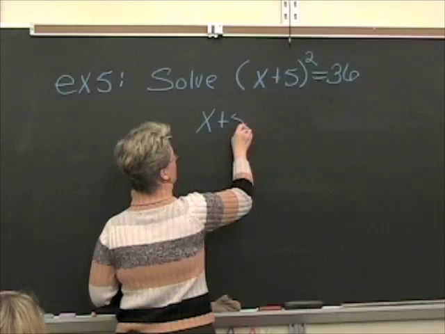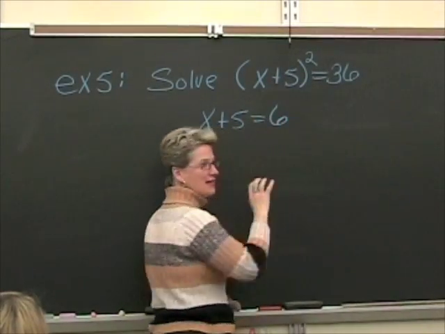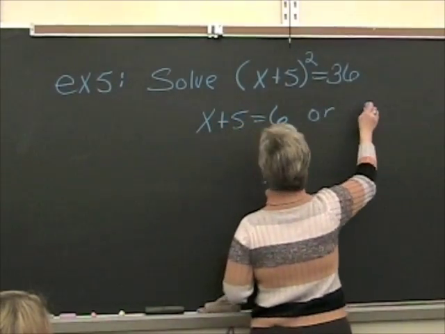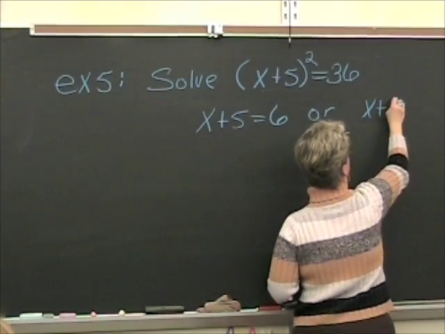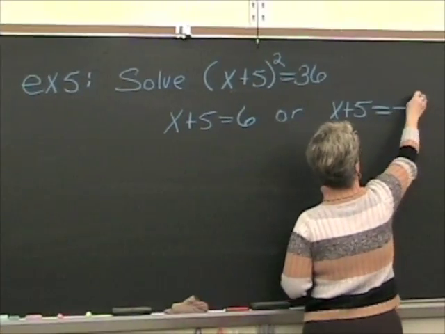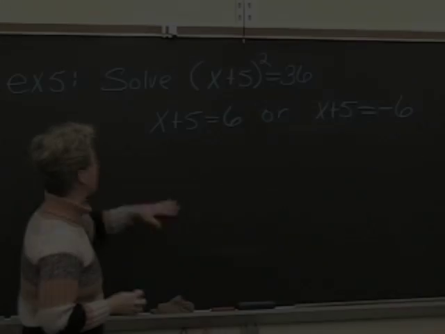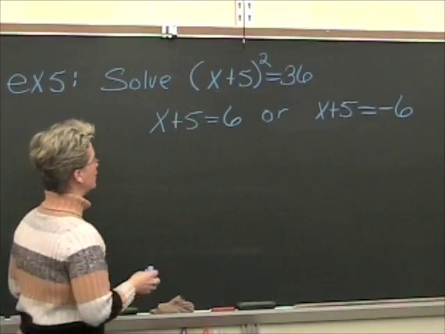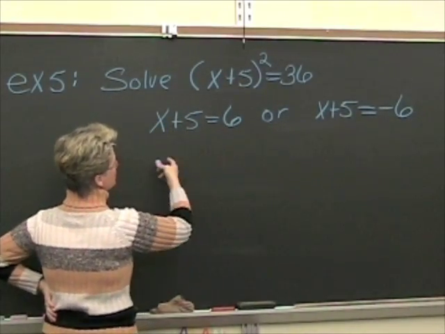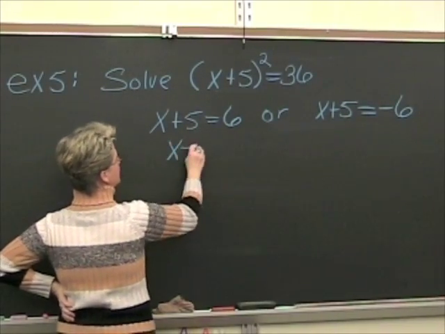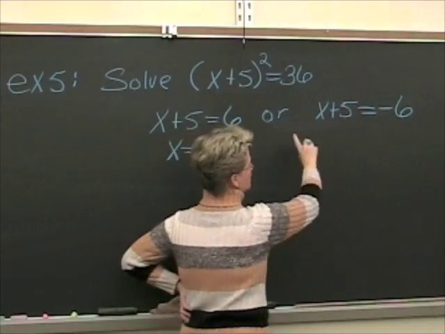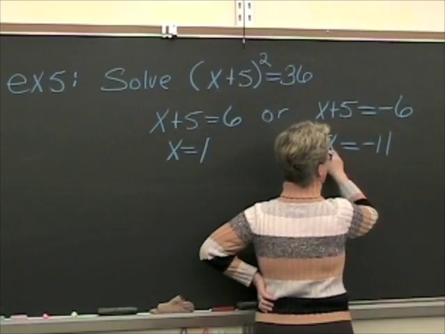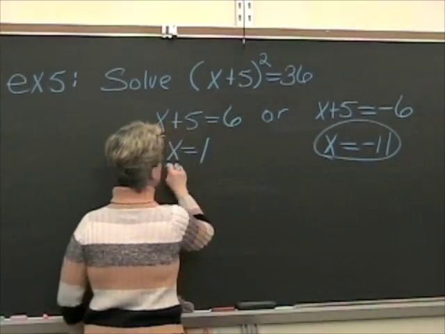Either the group is equal to positive 6, or the group, the x plus 5, might be equal to negative 6. All we have to do is add a negative 5 or subtract 5 from both sides of the equation. When I subtract 5 here, I will get x equals 1. And when I subtract 5 here, I will get x equals negative 11. So, these are the 2 solutions.